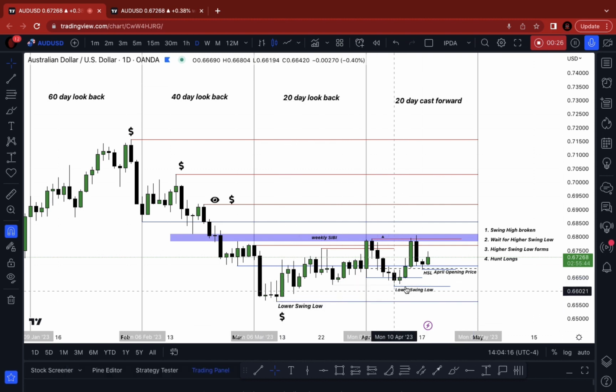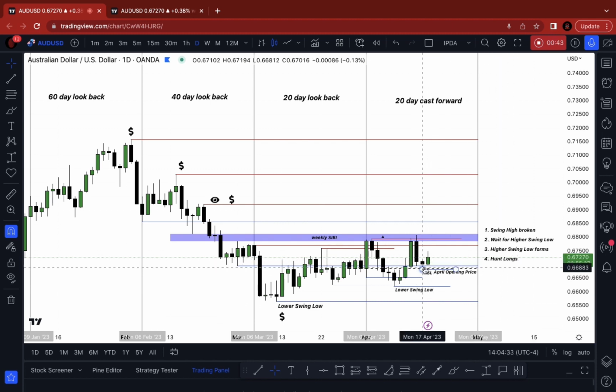So we have lower swing lows, and now this is the highest swing low that we have most recently in time after breaking a swing high formation. So if you follow the steps, a swing high was broken and we're waiting for a higher swing low to form. You can see the higher swing low forms. Now we can look for long opportunities.